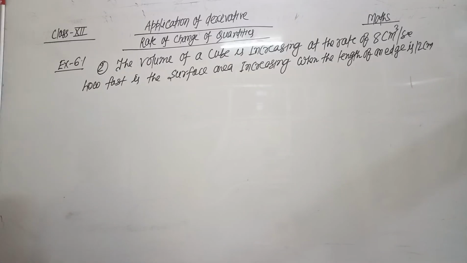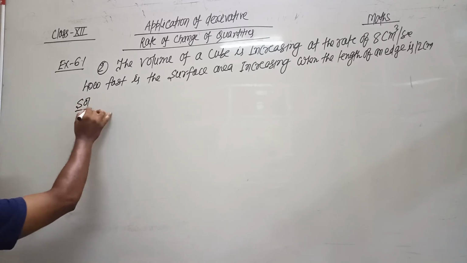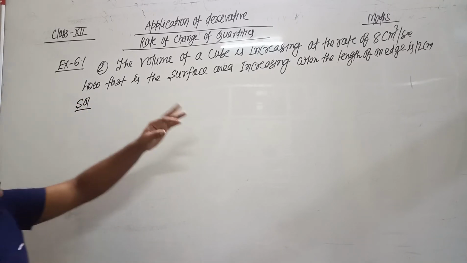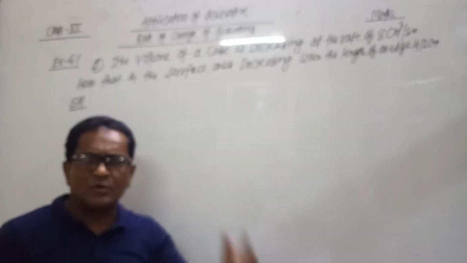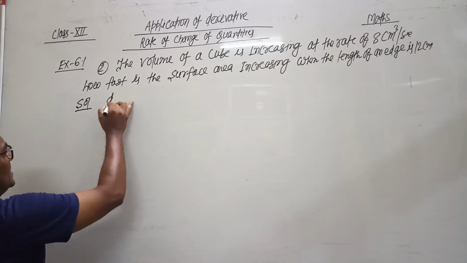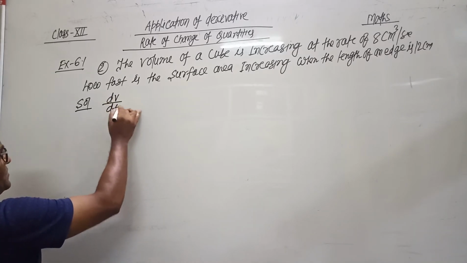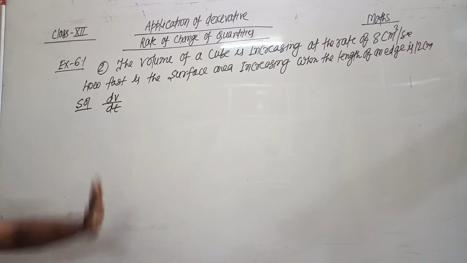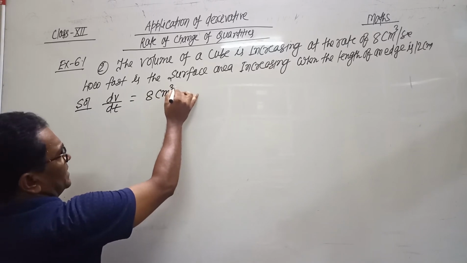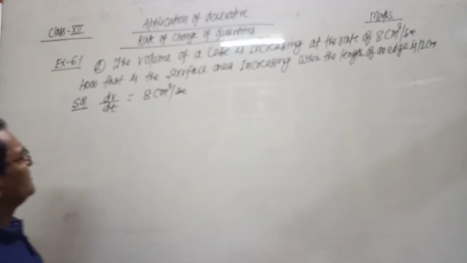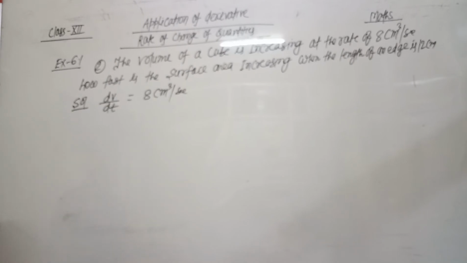So we have been given that the volume of a cube is increasing. Firstly, we will write what we have been given. The volume of a cube is increasing at the rate of 8 centimeter cube per second. It means we have been given dV by dt, the rate of change of volume, which is 8 centimeter cube per second. And we have to find how fast the surface area is increasing, and the value of x is given.